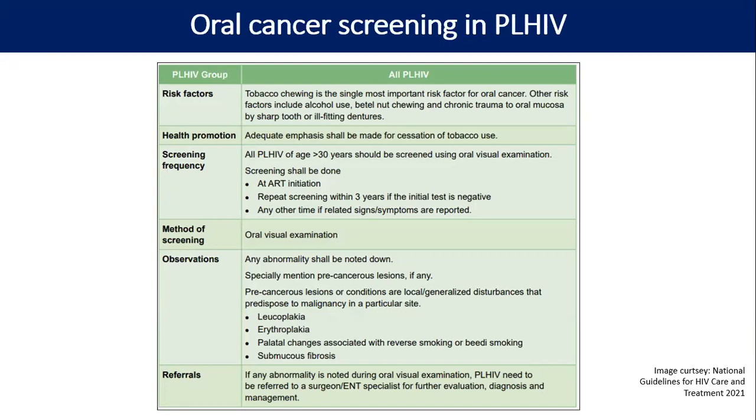An observation made is that precancerous lesions or conditions, which are local or generalized disturbances that predispose to malignancy in a particular site, are leukoplakia, erythroplakia, then palatal changes associated with reverse smoking or bidi smoking, and then submucous fibrosis.